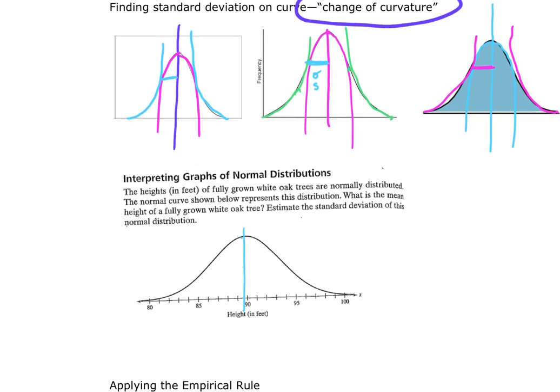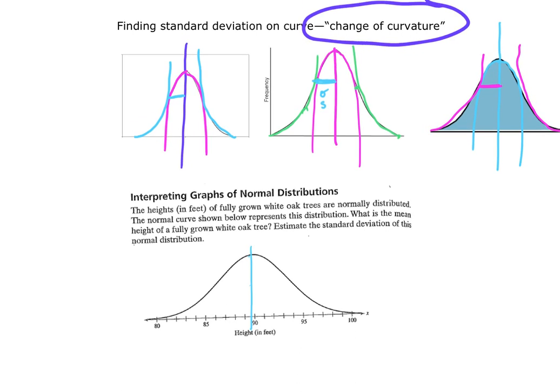Let's look at this example, though. It says the heights in feet of fully grown white oak trees are normally distributed. The normal curve shown below represents this distribution. What is the mean height of a fully grown white oak tree? Guys, what's the mean? The mean is about 90. It's not exactly at 90 feet.